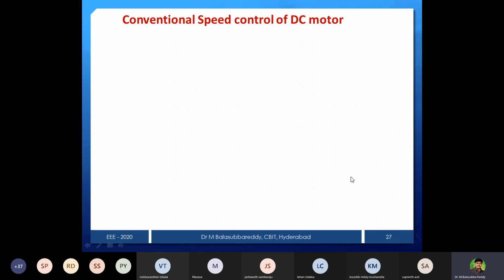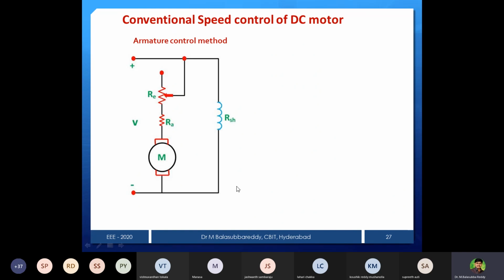fixed one. And now why do we require this type of controllers on the application side? As in the conventional method, this is speed control of a DC motor. What controller? It is an armature controller. So how will you get the variable speed here? By controlling the rheostat connected in series with the armature.